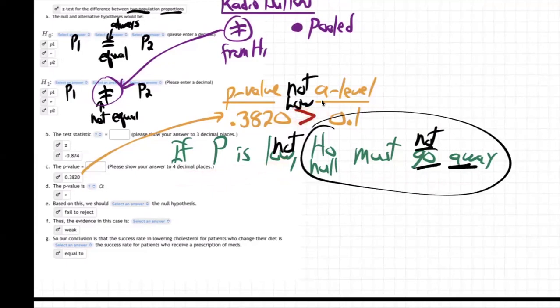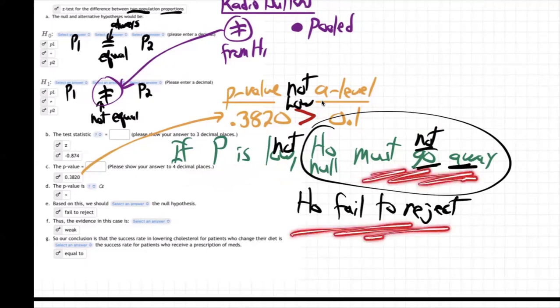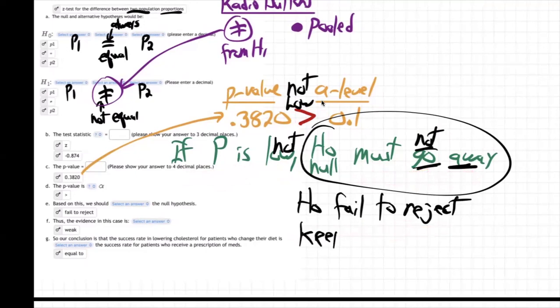What does that mean? The null must not go away. That means H0, we fail to reject. It's not going away. We're not rejecting it. Fail to reject it. If you're failing to reject it, then you're keeping it, aren't you? You're keeping H0. And so that's how we get, greater here, fail to reject.